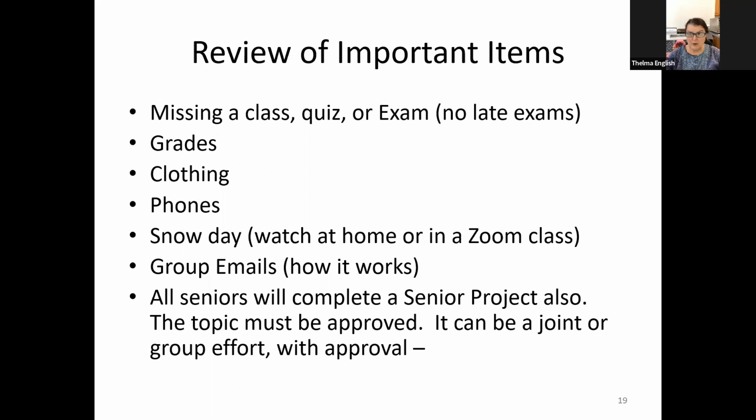Grades, we went over grades. Clothing, please come to class dressed comfortably, but don't embarrass anyone. Don't embarrass anybody, boy or girl, by wearing clothes where, when you sit down, the person sitting behind you can see the crack in your rear end.